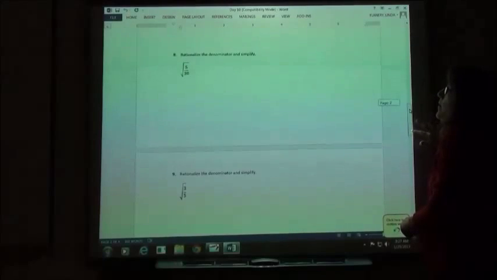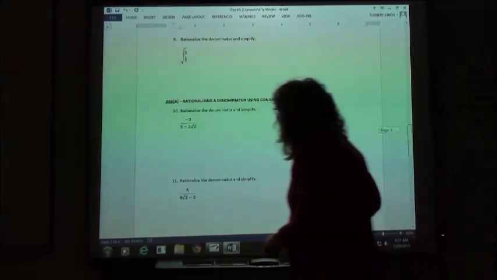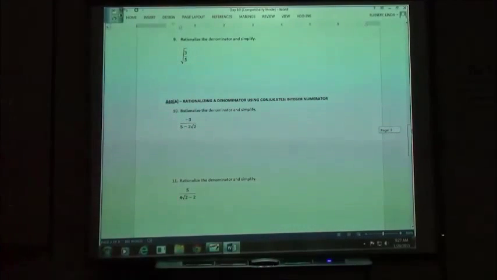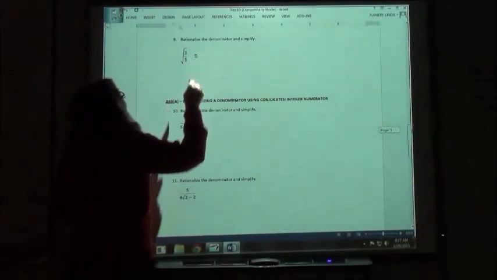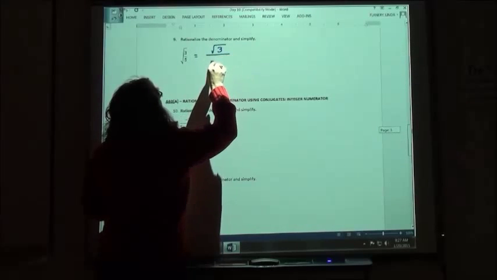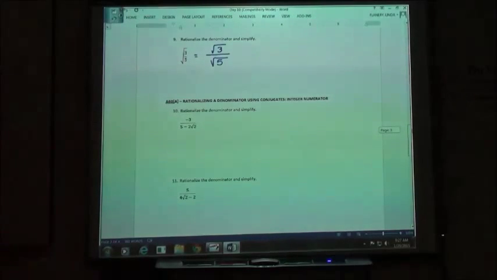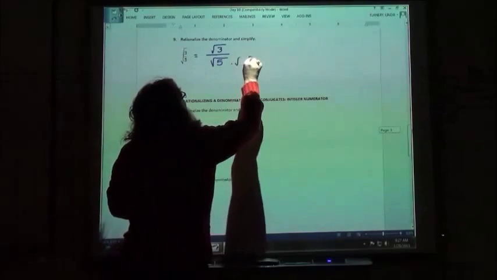So, number 9, what should we do with number 9 first? Well, you can't reduce it, you're right. Check that again. The 5's on the bottom. That's the one we want to fix. So first of all, I'm going to rewrite it as square root of 3 over the square root of 5. I'm then going to multiply by the square root of 5 to rationalize the denominator.